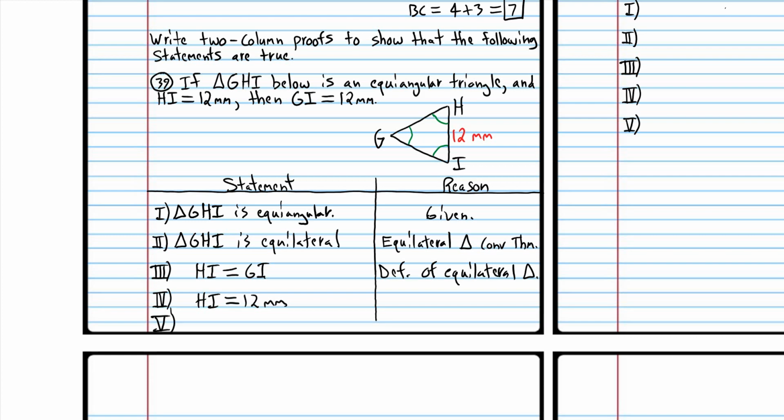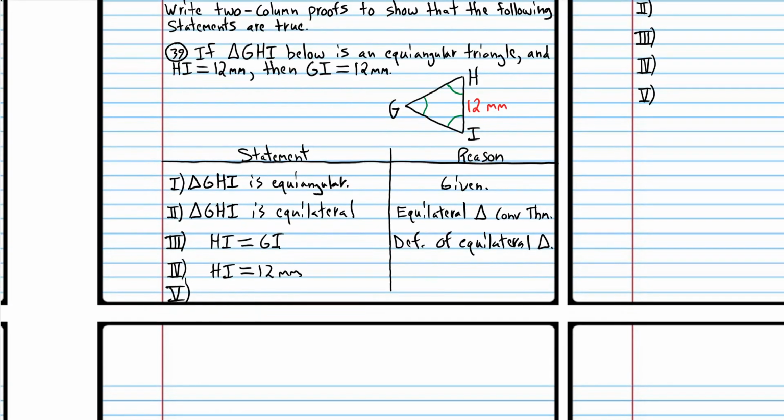GI and 12 are both equal to HI. So that means that GI must be equal to 12 millimeters. And that's what we're trying to prove. Actually, I forgot to write given. That's given information. And then the last part was the transitive property of equality.